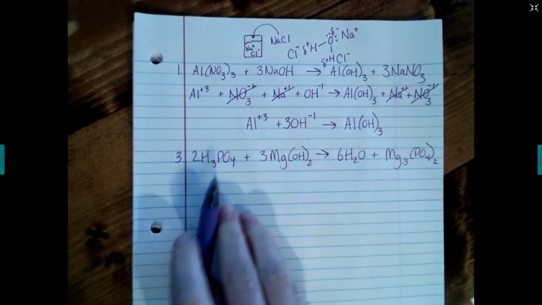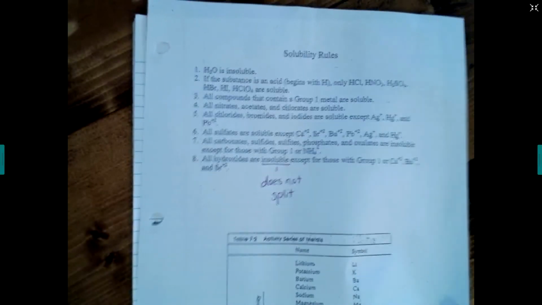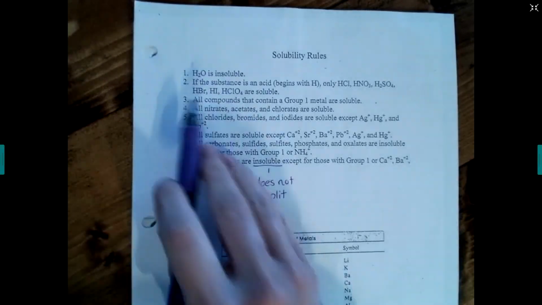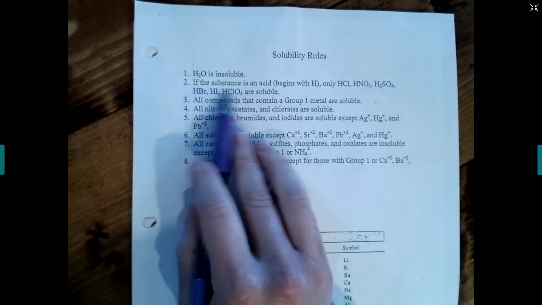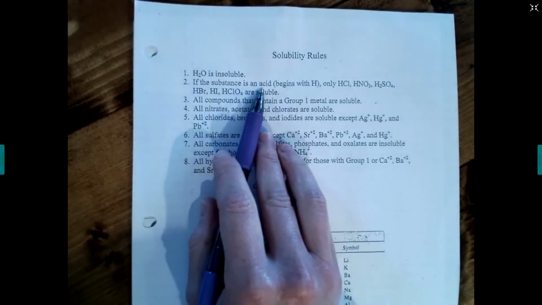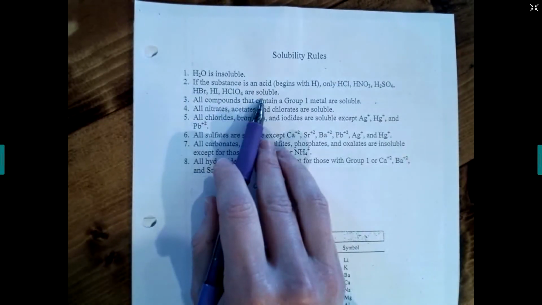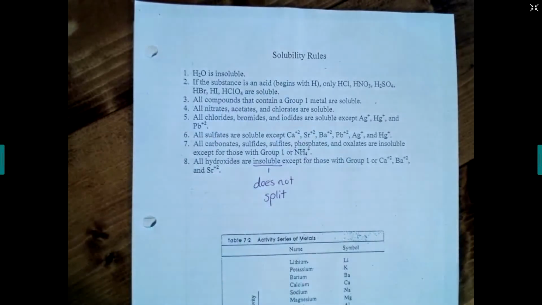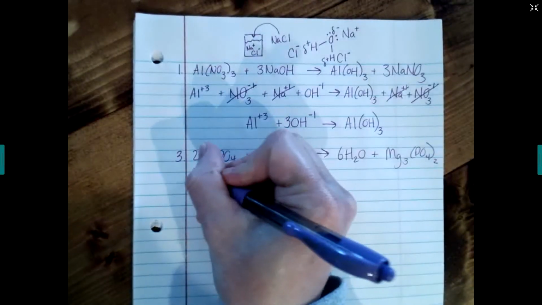So let's look at phosphoric acid. Let's see if that is going to split. You have a rule about acids, rule number 2. It says if the substance is an acid, only the following are soluble. Now you're going to notice that phosphoric acid is not in the list, so it's not going to split. So that is insoluble.